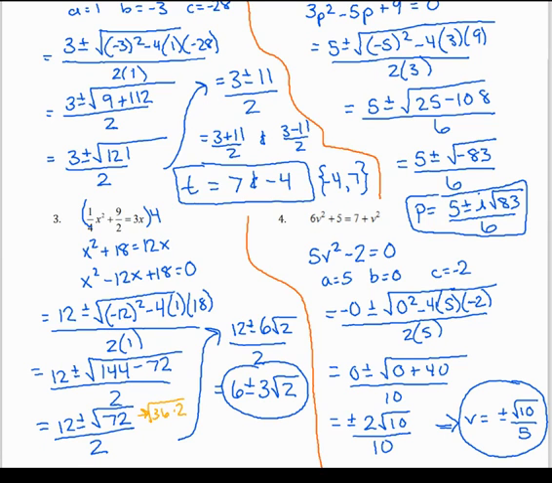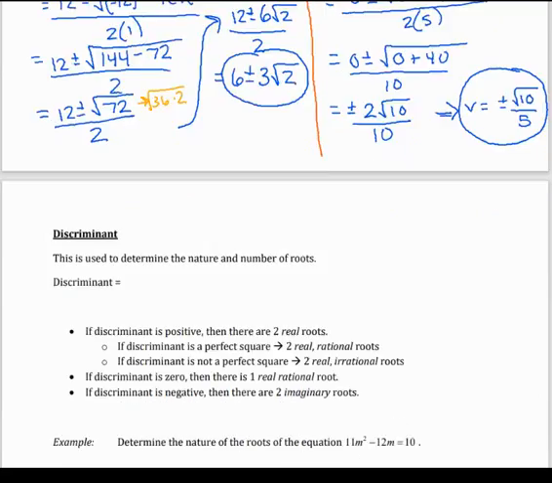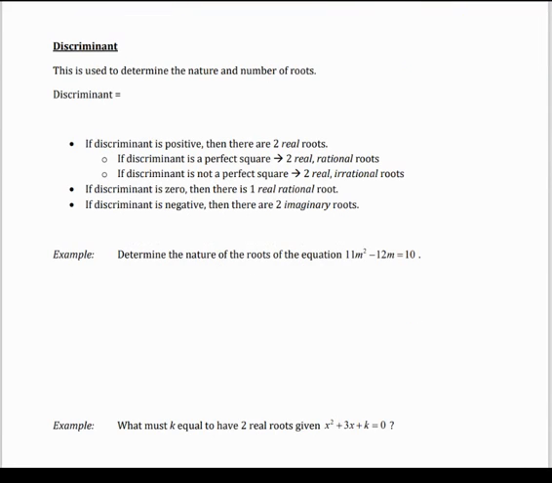All right, let's continue on to discriminant. So what is the discriminant? The discriminant is used so that you don't have to actually do the entire problem out, but you could figure out how many roots you'll have and the nature of them. What do I mean by the nature of them?